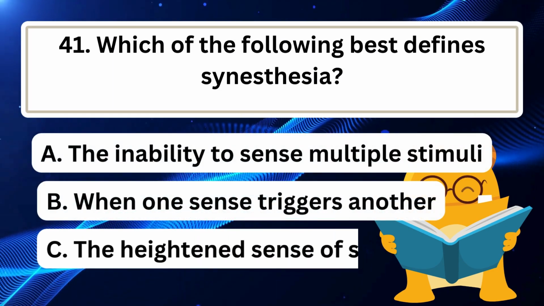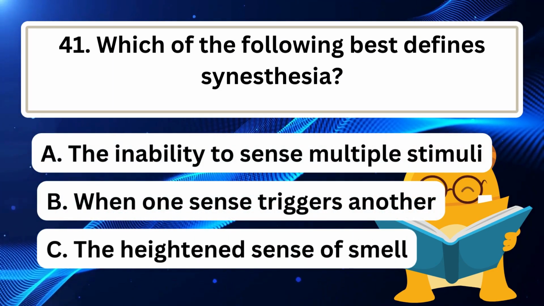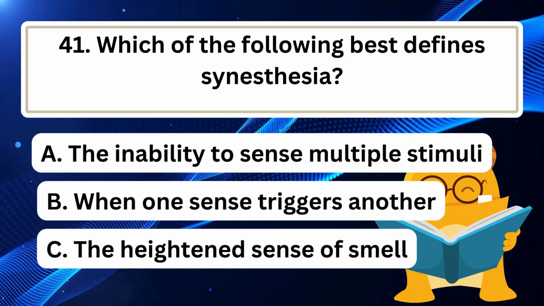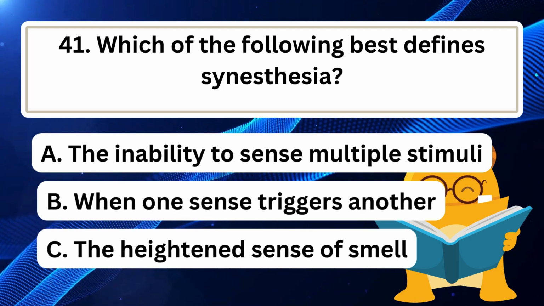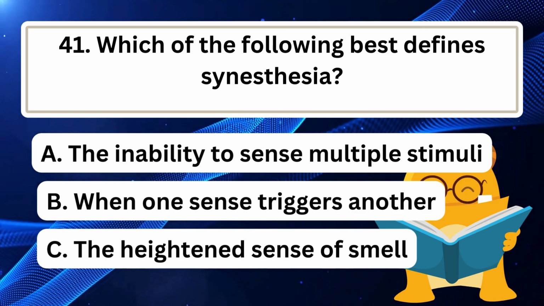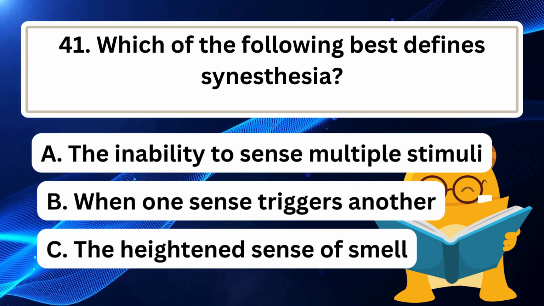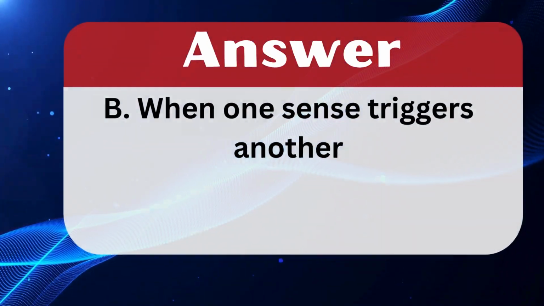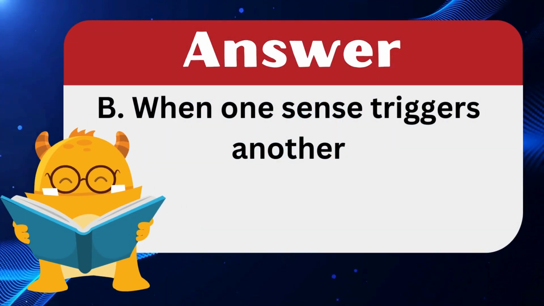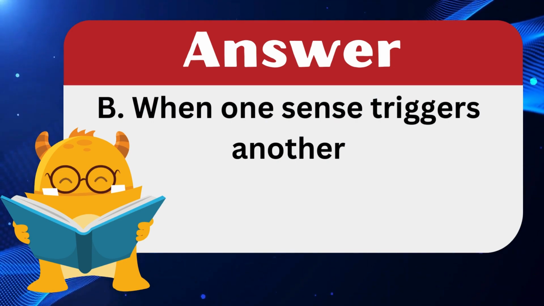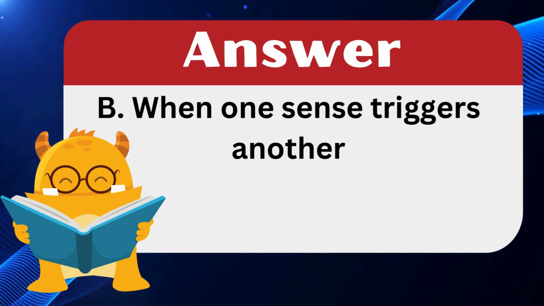41. Which of the following best defines synesthesia? A. The inability to sense multiple stimuli. B. When one sense triggers another. C. The heightened sense of smell. B. When one sense triggers another. Synesthesia refers to one sense triggering another unrelated sense.